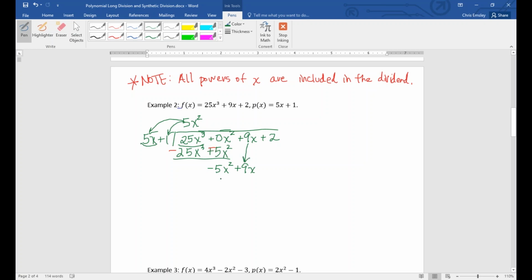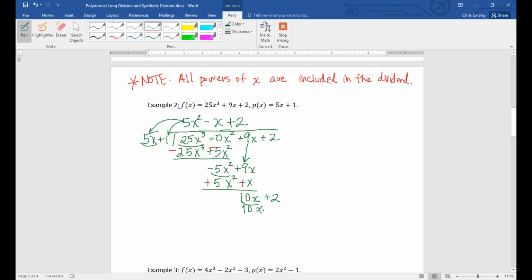Now what would I have to multiply 5x by to turn it into negative 5x squared? I would need a minus x. Distribute that x back down again. We get minus 5x squared minus x. We subtract. That becomes a plus and a plus. Change those signs. First terms cancel each other. We get 9x plus x. That's 10x plus 2. What would we multiply 5x by to turn it into 10x? We just need to multiply by 2.